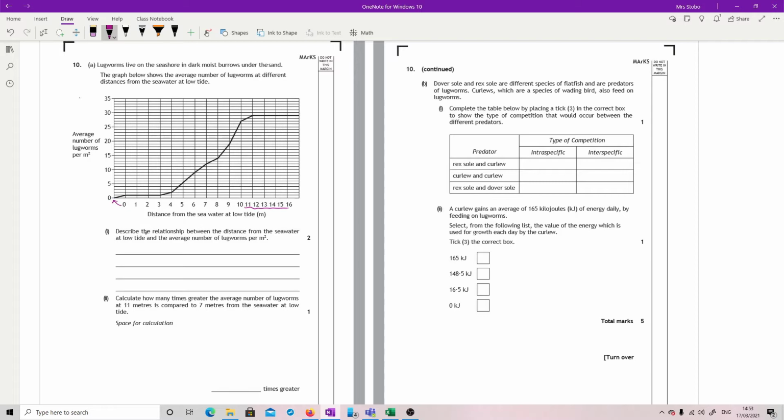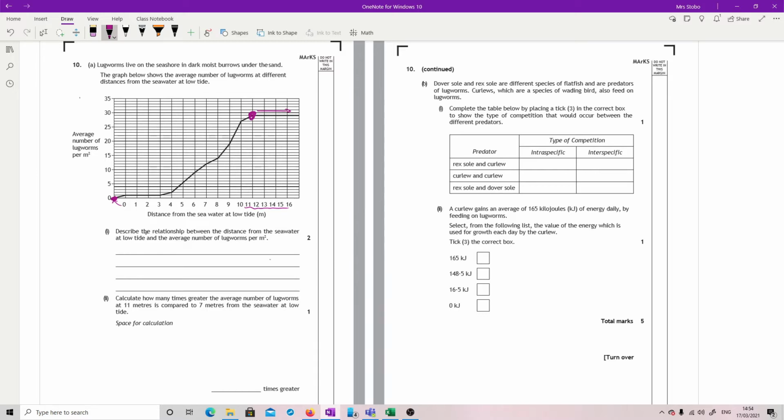Okay, describe the relationship between the distance from the seawater at low tide and the average number of lugworms. It's worth 2 marks. You've basically just got to describe both of them. So what we've got at zero, nothing. And then you can see it goes up until we hit a point where it suddenly stops going up and goes flat. That's my 2 points that I need to put in to my explanation to get the 2 marks.